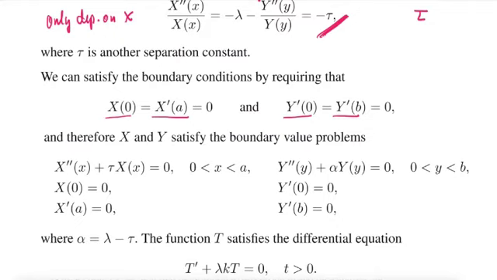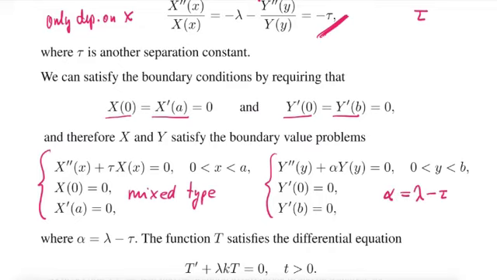So then we can combine them. From the x problem, we get the x spatial problem here. X double prime plus tau x is 0, x is between 0 and a, and then we have mixed types of boundary conditions. Right, one is Dirichlet and one is Neumann. For the y problem right here, we have y double prime plus alpha y is 0, where alpha is equal to lambda minus tau. Y prime at 0 is 0, y prime at b is 0, so here we have homogeneous Neumann conditions.